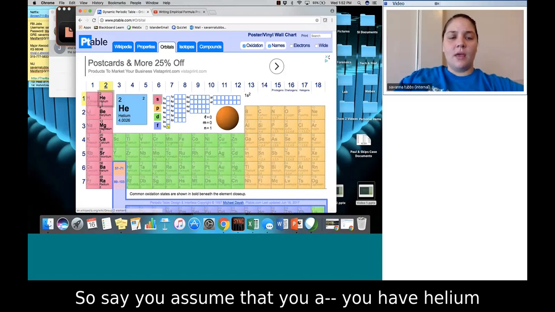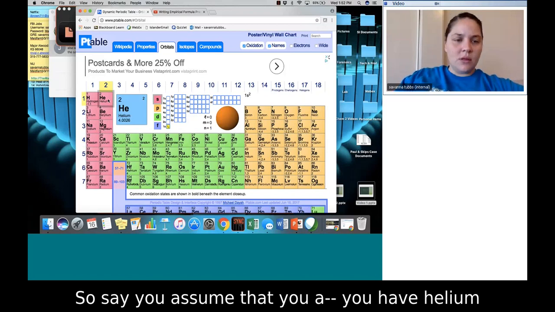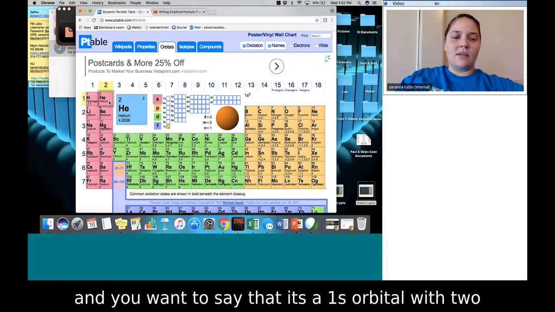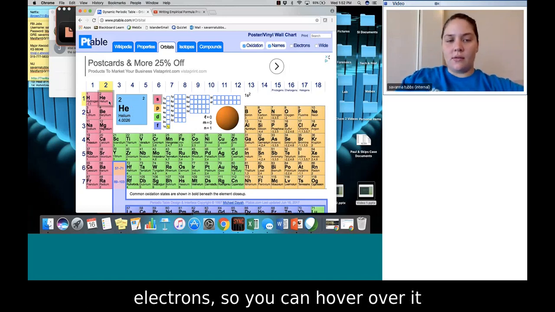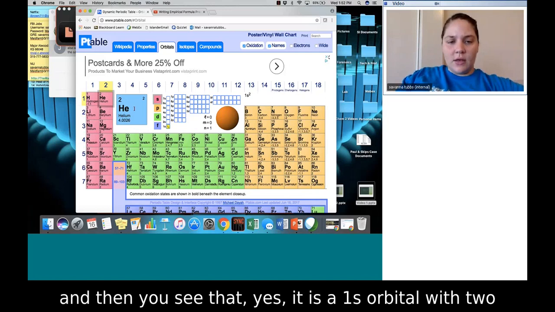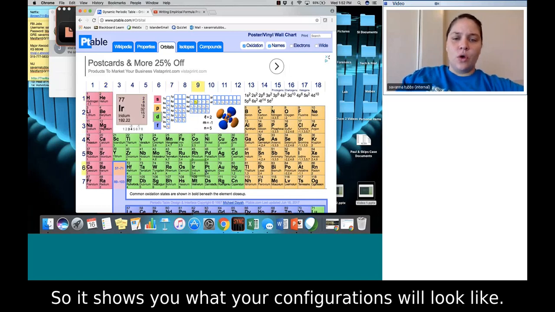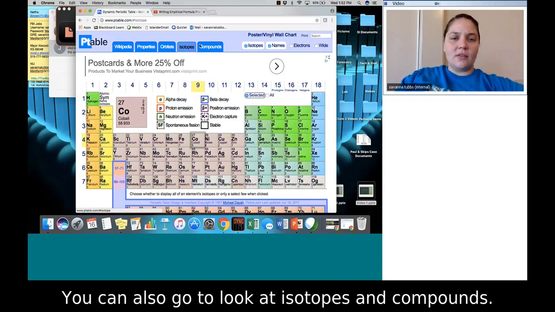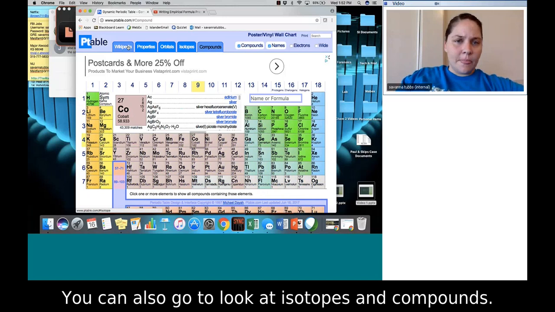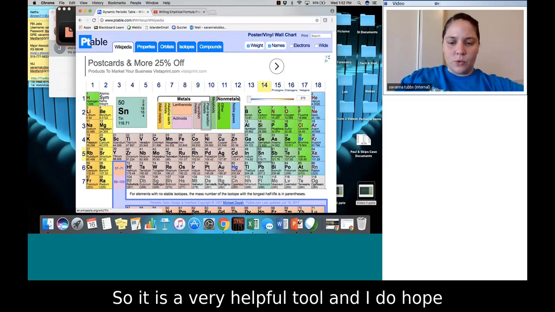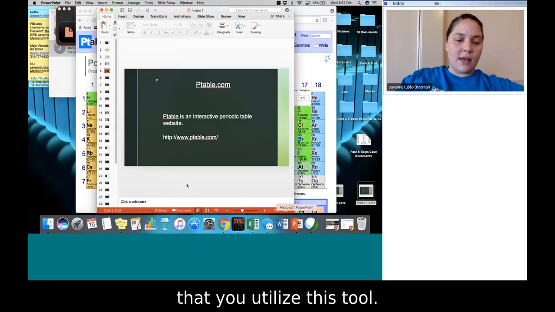So it's a very helpful tool to use whenever you're getting used to it and you're doing your homework. So say you assume that you have helium and you want to say that it's a 1s orbital with 2 electrons. You can hover over it, and then you see that yes, it is a 1s orbital with 2 electrons in it. So it shows you what your configurations will look like. You can also look at isotopes and compounds. It is a very helpful tool, and I do hope that you utilize it.